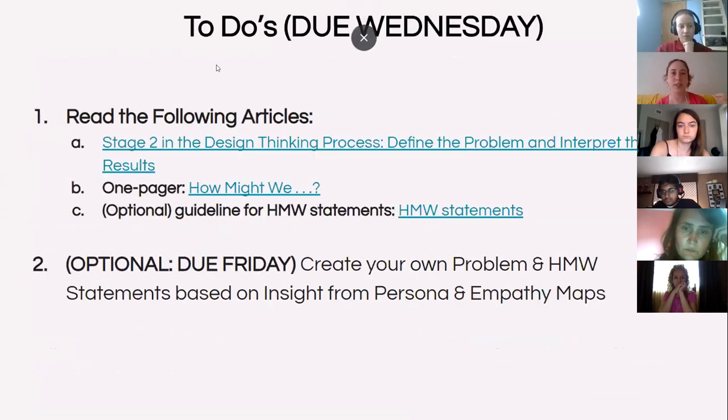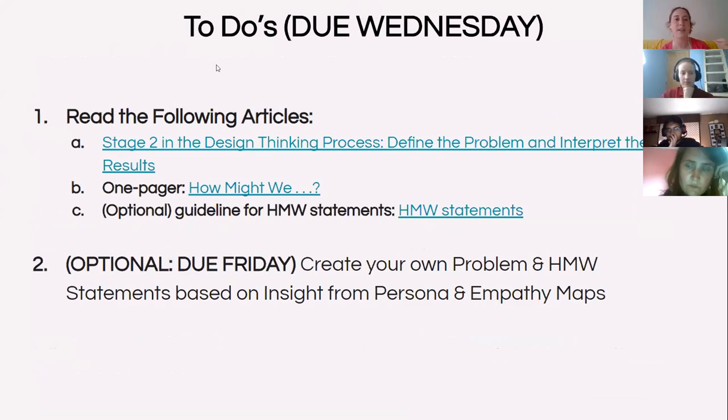I'm gonna really quickly tell you the to-dos for Wednesday, which is literally just two articles on how might we statements and problem statements. I assigned them, and the optional homework, which you can submit either by Wednesday or by Friday, is to create your own problem and how might we statements for the problem spaces you identified that you want to work in. And that is the homework.